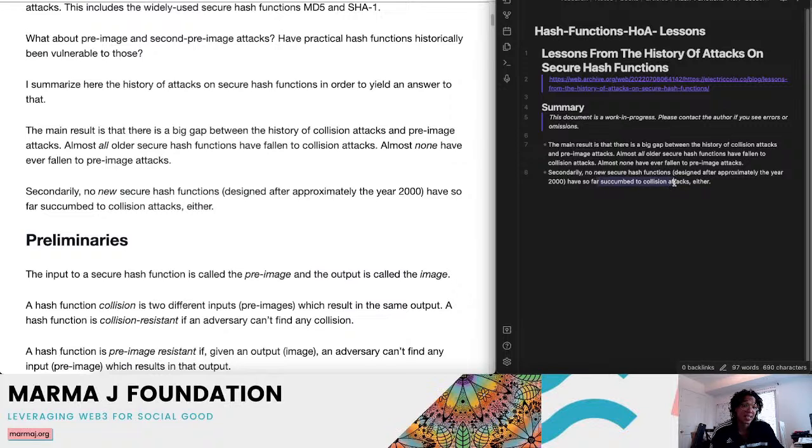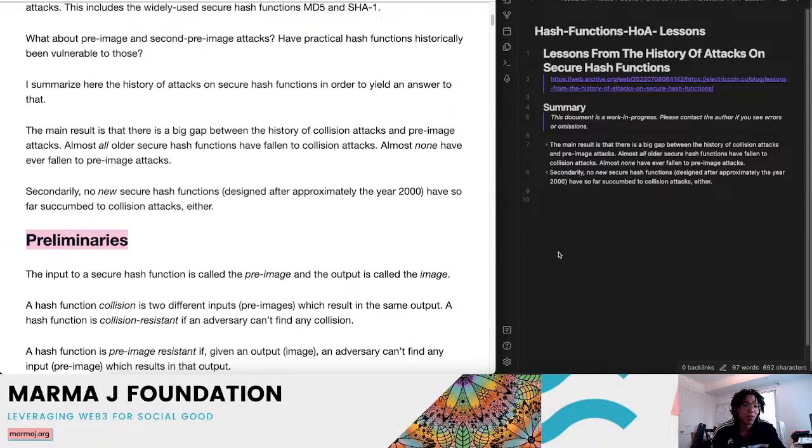So, in my opinion, this potentially shows that the issue of pre-image resistance is largely solved, maybe, and even these older hash functions have kind of solved this. But there were a lot of hash functions before the year 2000 that have been analyzed, and there have been attacks found for collision resistance. But the same pre-image resistance issue does not seem to plague these hash functions.